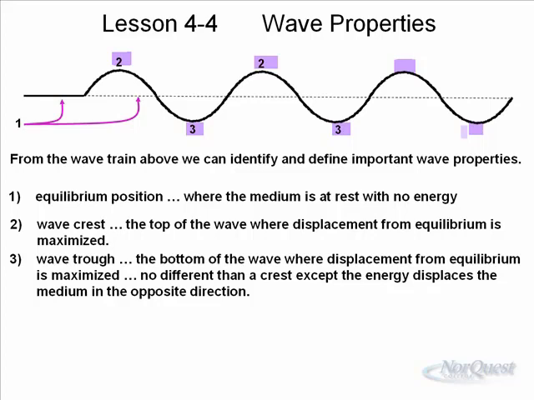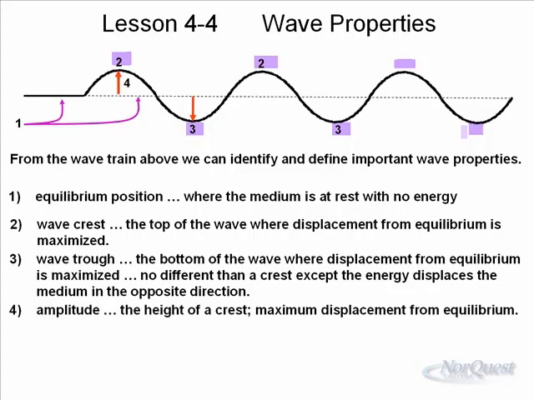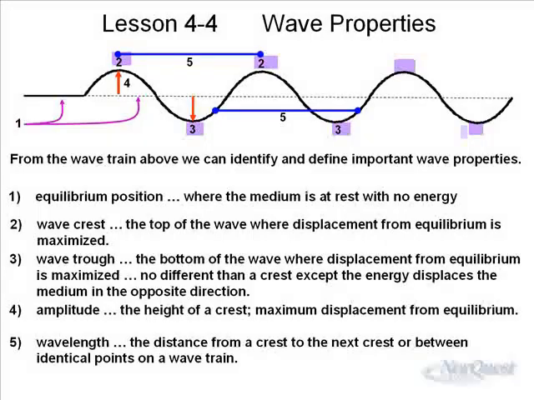So we have a crest and we have a trough. Now the amplitude is basically the distance from the equilibrium position to the top of a crest or to the bottom of a trough. It's the maximum displacement from equilibrium, and our last definition is the wavelength.